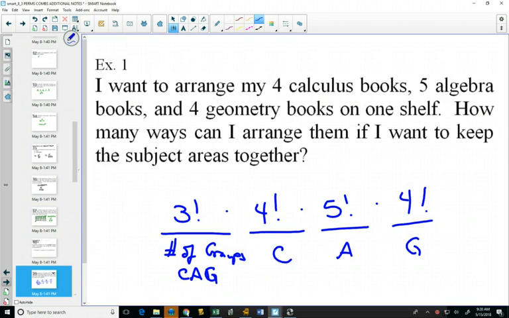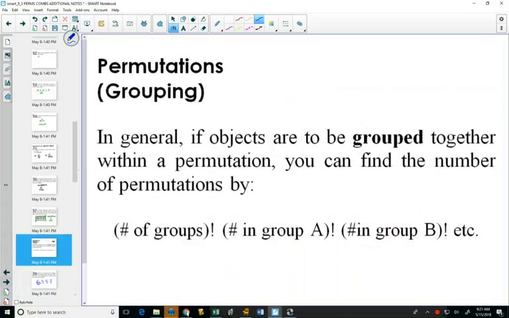So the grouping strategy is a strategy when you want things to be grouped together. That's the first decision that you make, your number of groups. And however many groups you have, you do your number of groups factorial. Then you look in each group separately and arrange that group as well.